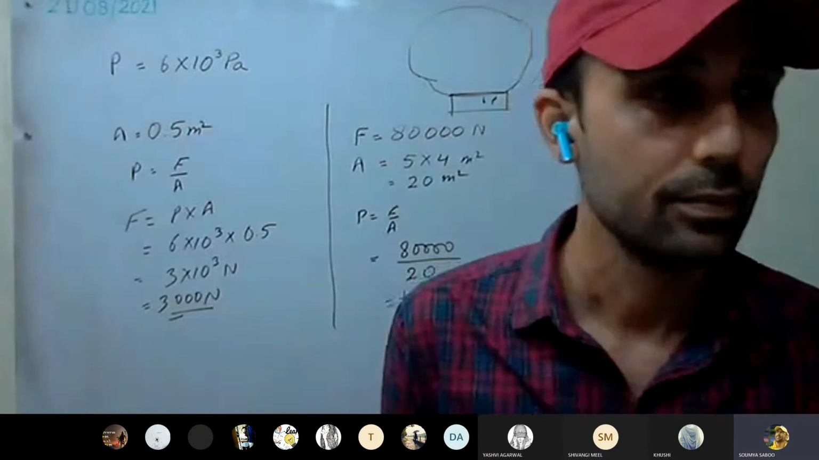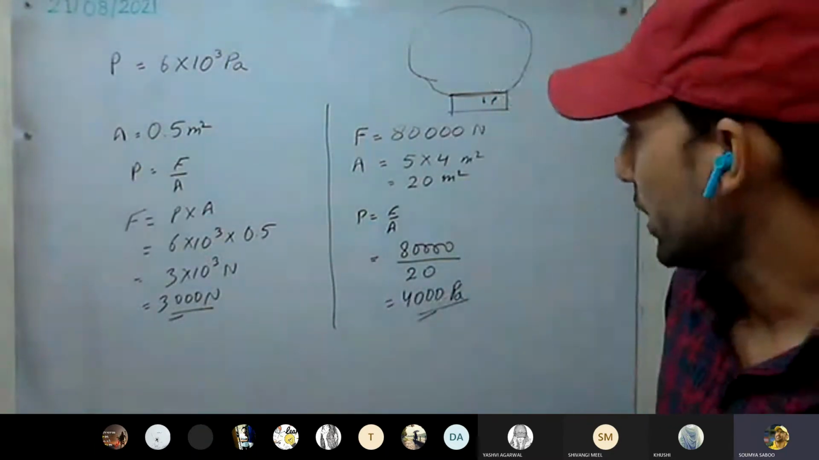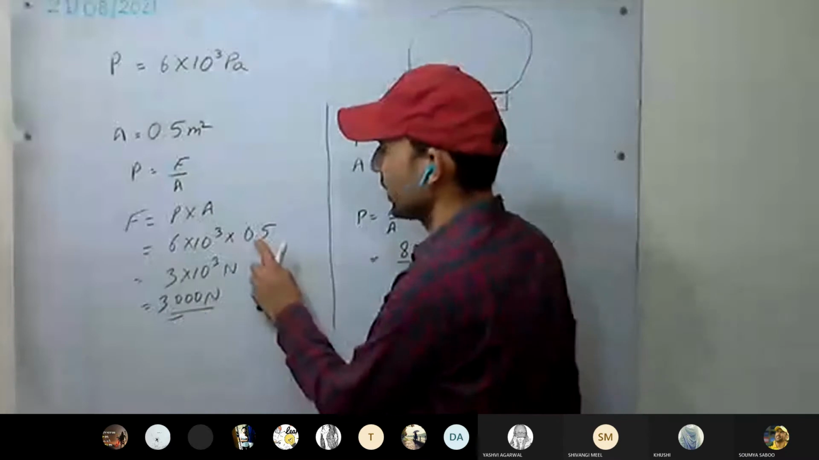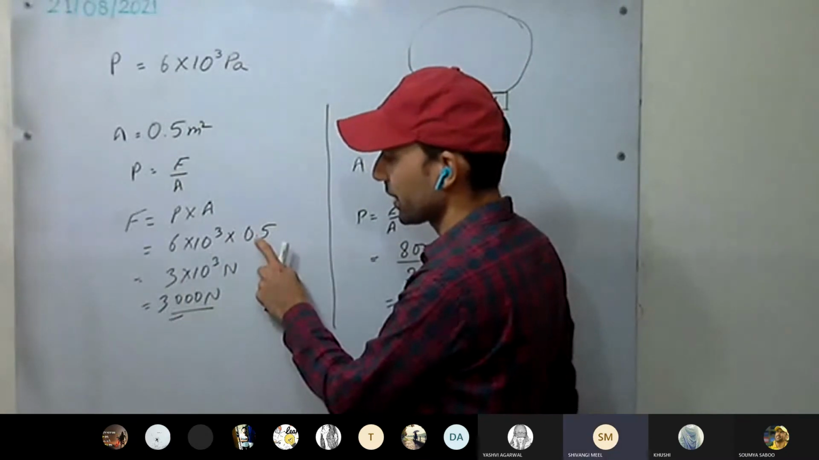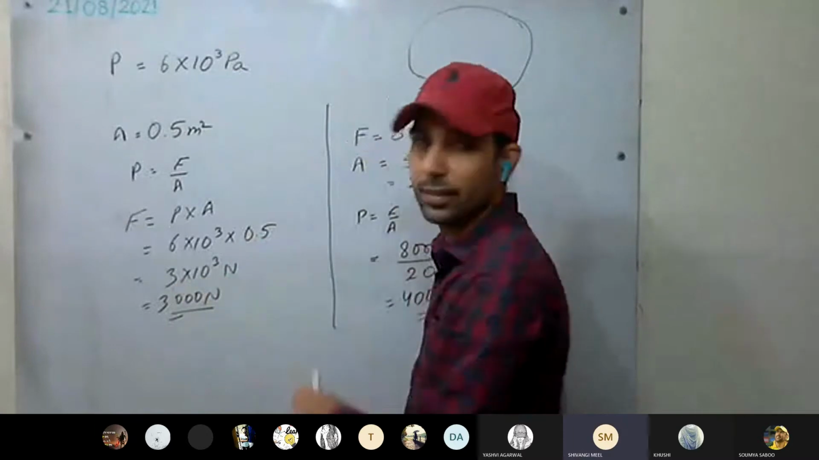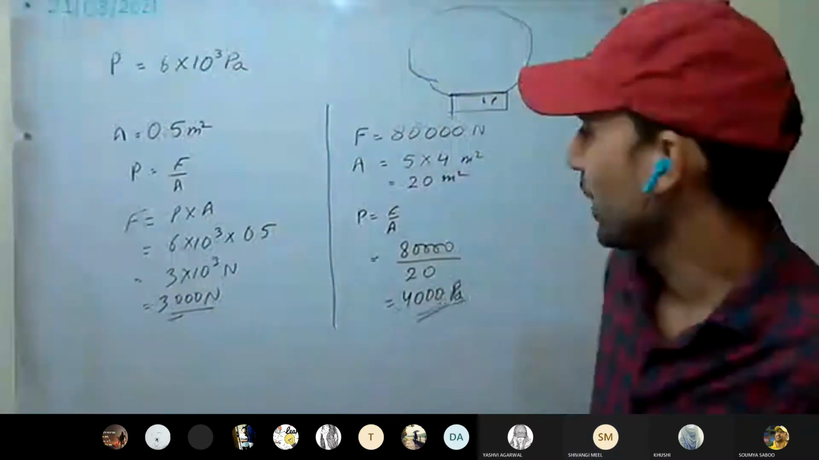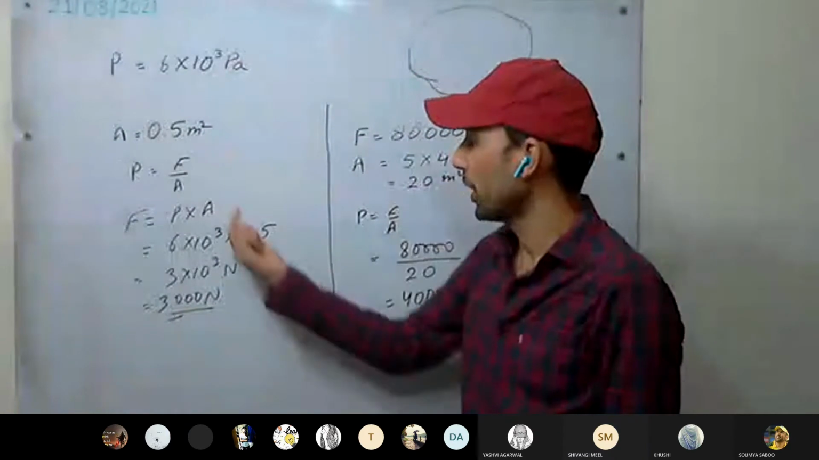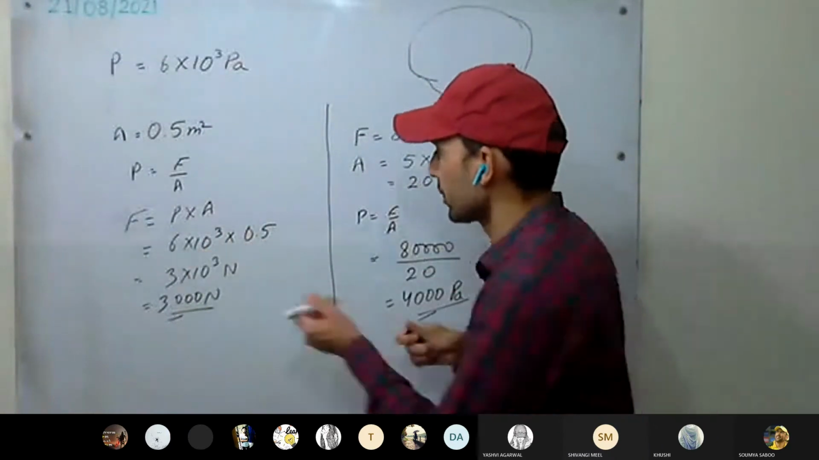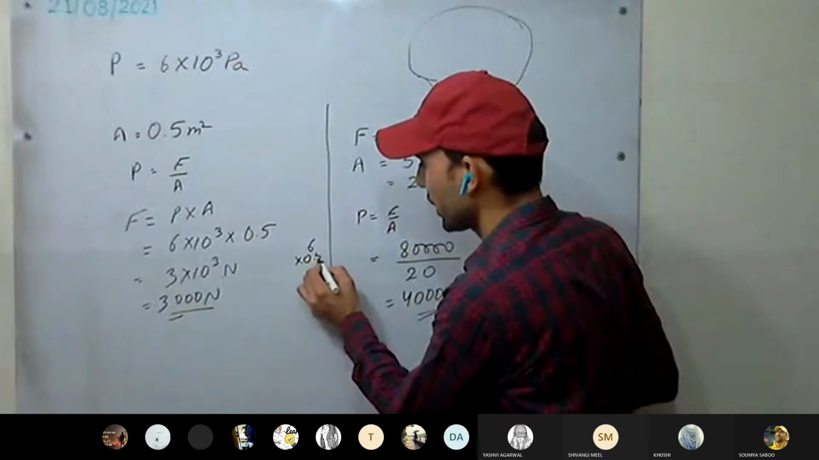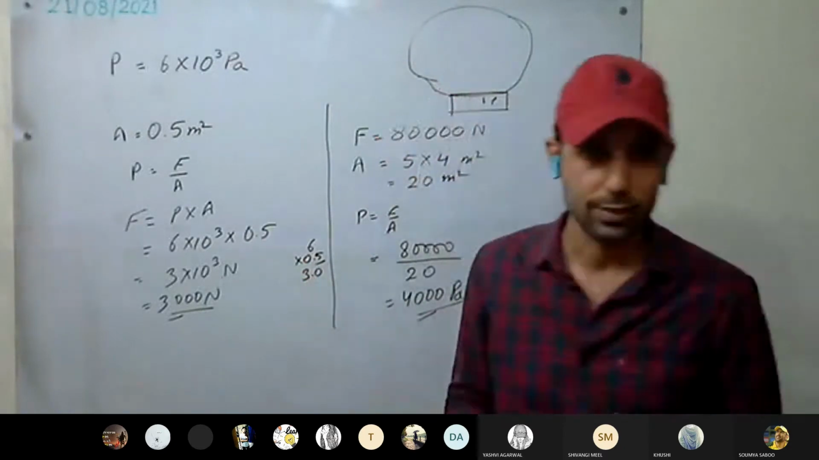Sir, my answer is coming 300 Newton. 300 Newton? How? See, you may have forgotten this 0.5. 6 fives are 30, then the point is there, so 3. 3 into 1000. Check it once again. Somewhere you may have forgotten this area. It is 0.5, not 5. So 6 into 0.5 we are doing. 6 fives are 30 and 1 point, so 3 is the answer. Yes or no?